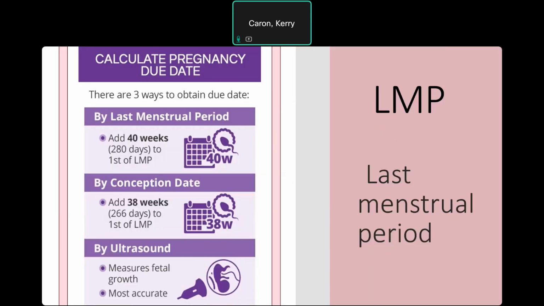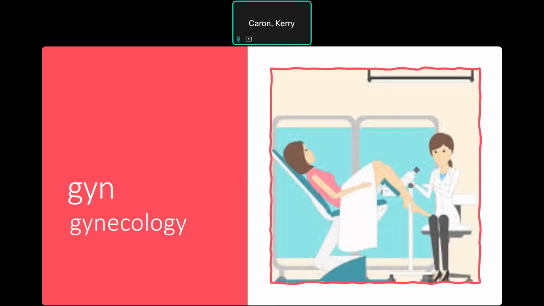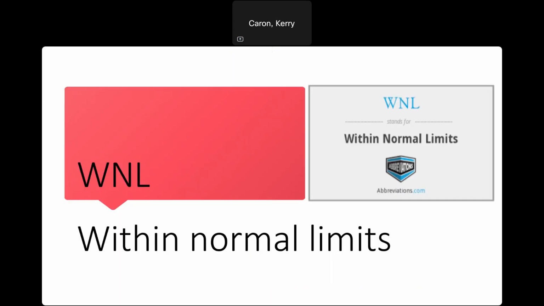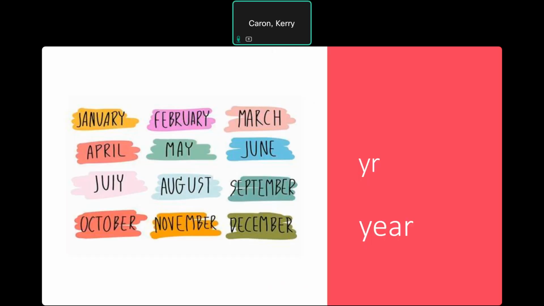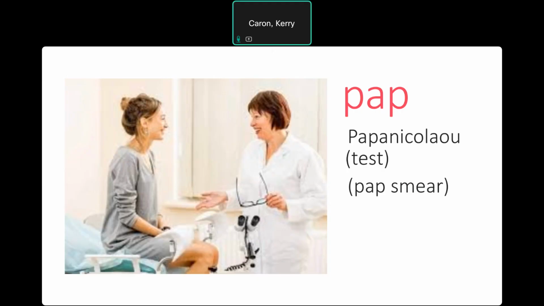LMP is last menstrual period. GYN is a shortened term for gynecology. WNL, within normal limits. YR is referring to year. PAP. I have no idea how to say this. No one's ever said this in my career. Papanicolaou, I'm assuming that's someone's last name, but a pap test is usually a pap smear.